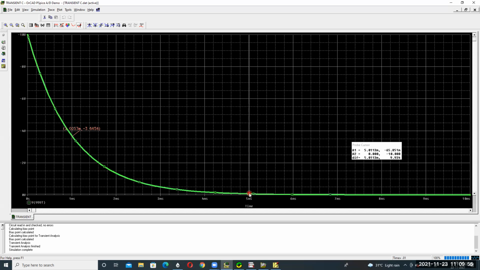And then finally, this is the marker, and it will be displayed like this. At 5 time constants, 5.001 milliseconds, the voltage is about 6.5 millivolts, so approximately 0 at 5 time constants. So like this, the exponential decreases for this circuit.